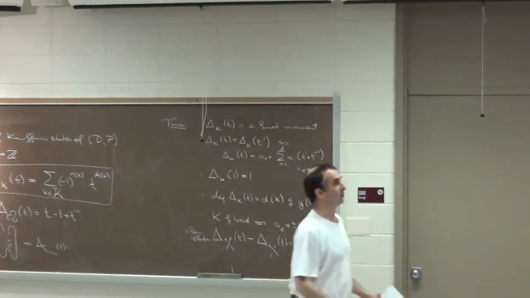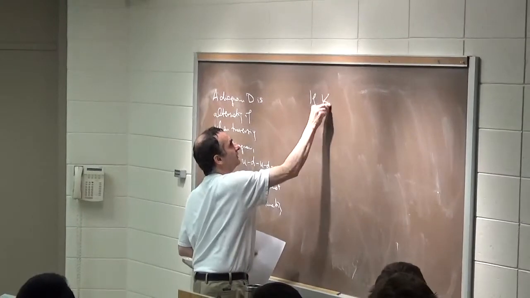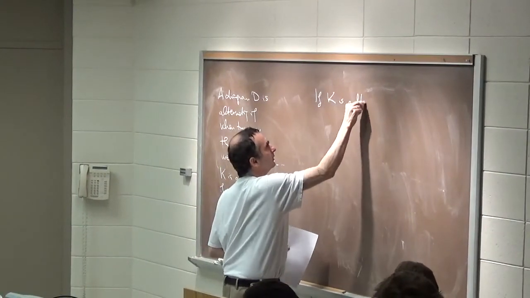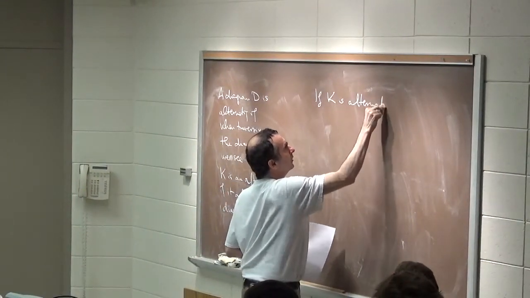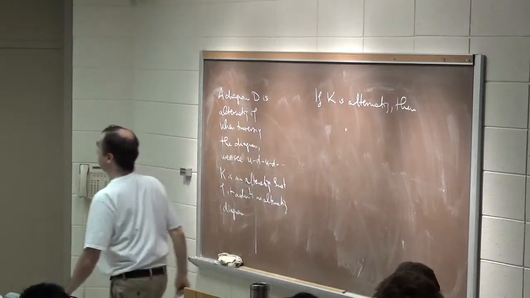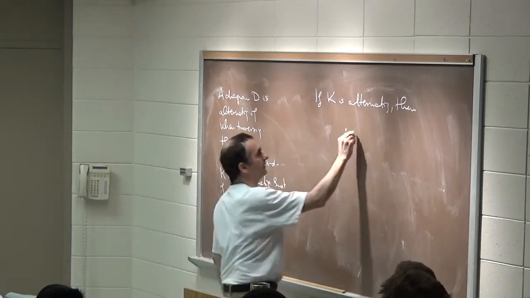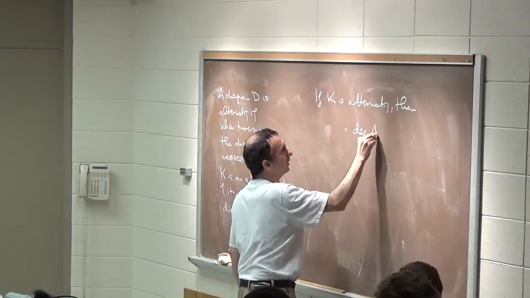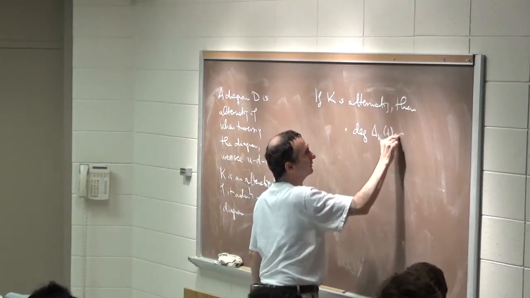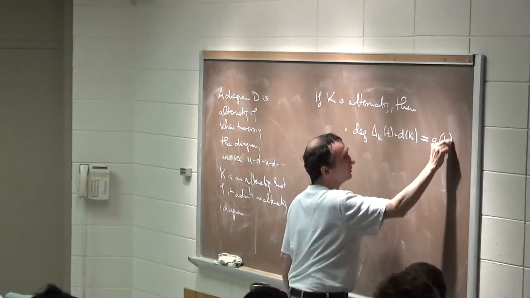So, if K is alternating, then there is an improved version of this inequality. Indeed, it turns out to be an equality. The degree of the Alexander polynomial is equal to the genus.